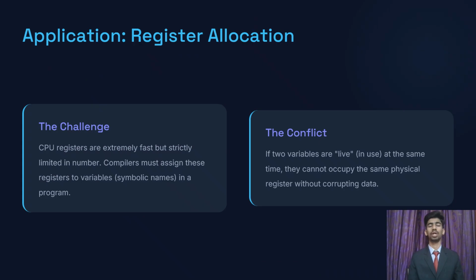Now we can see one of the applications of graph coloring, that is, register allocation. CPU registers are extremely fast, but their number is very limited. During program execution, many variables may be active at the same time. If two variables are used simultaneously, they cannot share the same register. This situation is very similar to the graph coloring problem, where conflicts must be avoided.